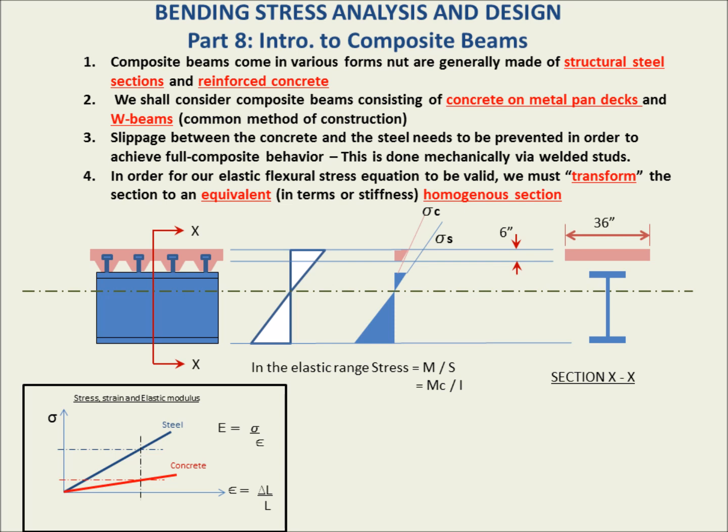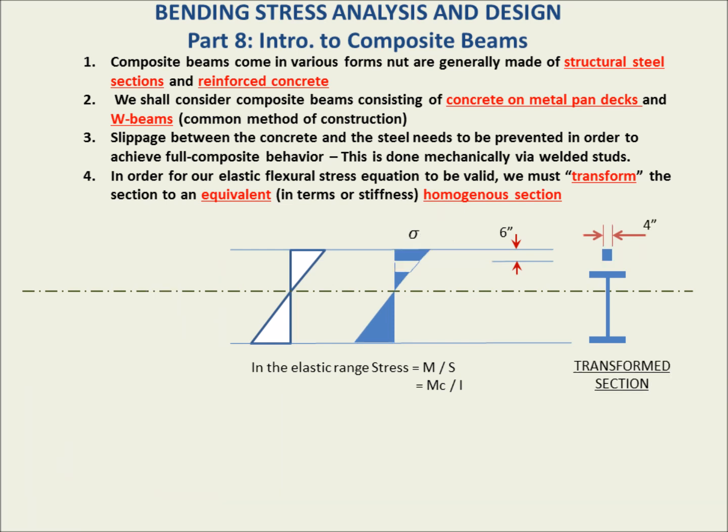In order to create an equivalent cross-section, we reduce the area by 9 times. We reduce the area of the concrete by 9 times to create an equivalent steel section. In other words, it takes 9 times less steel to do the same work that the concrete is doing, because steel is 9 times stiffer.